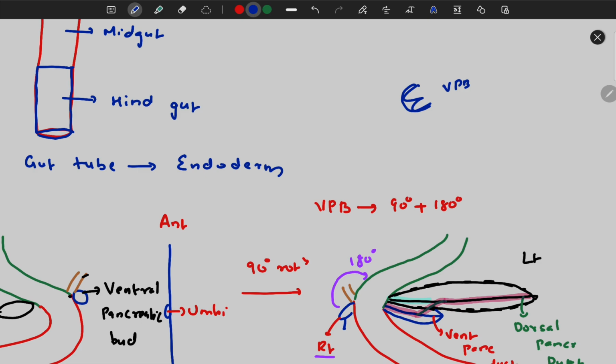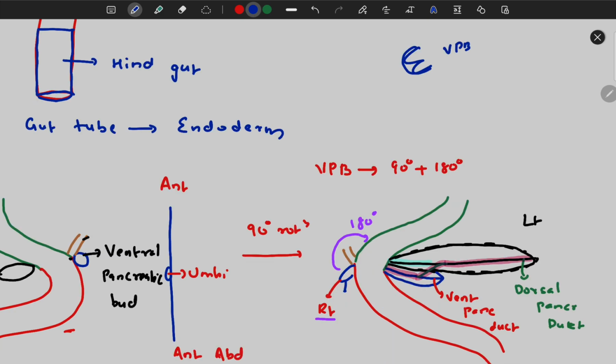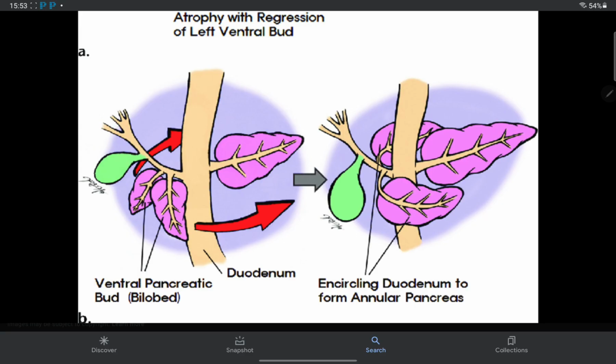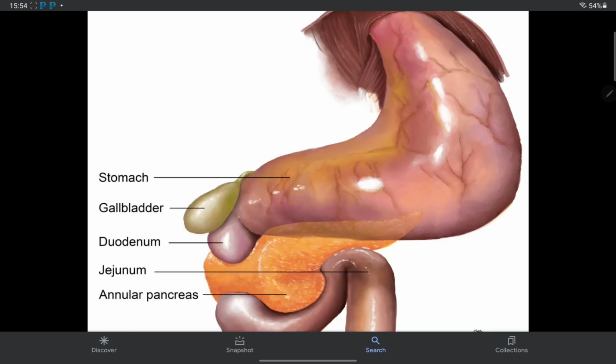But if it persists, one bud will go in this direction and the other one will go through the posterior aspect to reach the dorsal pancreatic bud. So the second part of the duodenum is encircled. This will be encircling like this, and it compresses the duodenum, as you can see right here. So the complication of the annular pancreas is the compression of the duodenum.